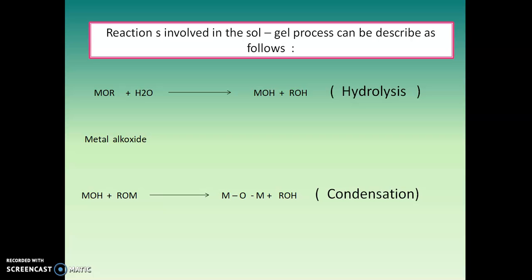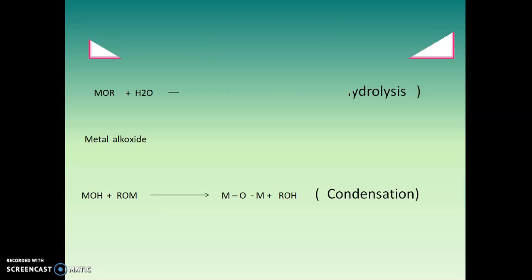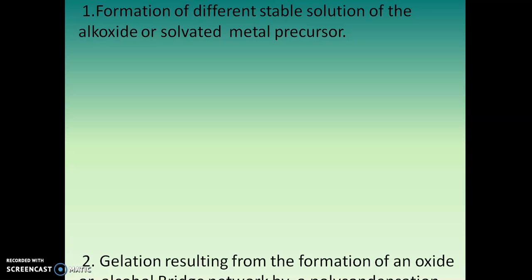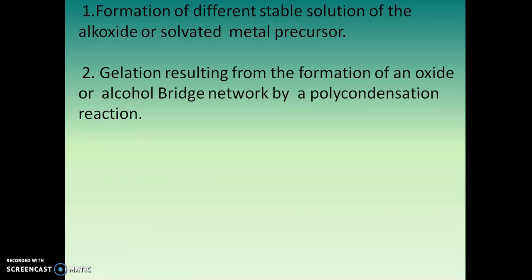Metal alkoxide on hydrolysis gives the alcohol and metal hydroxide also, and then metal hydroxide reacts with ROM to give ether. This process is the condensation. So first, the formation of stable solutions of the alkoxide or solvated metal precursor. Second, gelation resulting from the formation of an oxide or alcohol bridge network by polycondensation reaction.